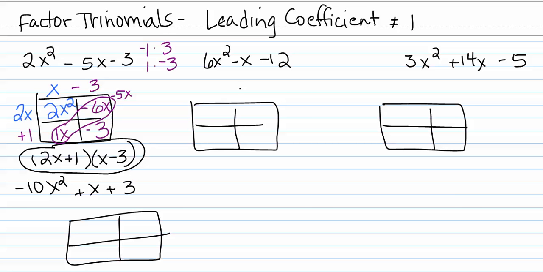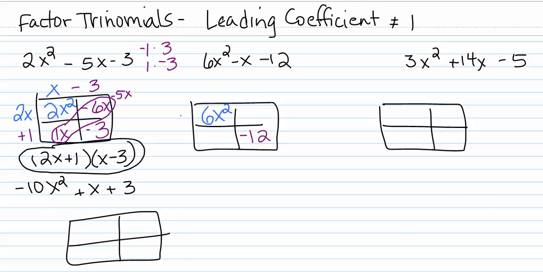Okay, now the next example, 6x squared minus x minus 12. I know my x squared term lands in the upper left. I know my constant goes in the lower right. Here's where we add a few degrees of difficulty. To multiply together to get 6x squared, I have two combinations. It could be 2x times 3x, or it could be 1x times 6x.